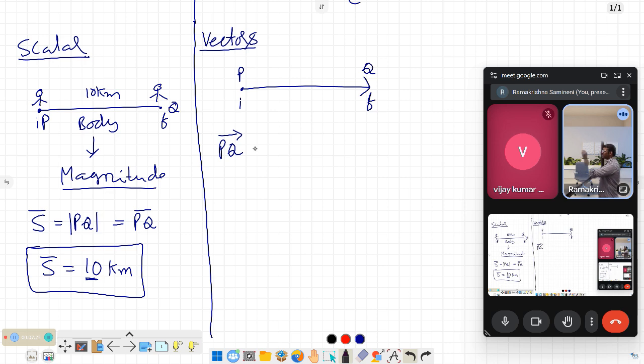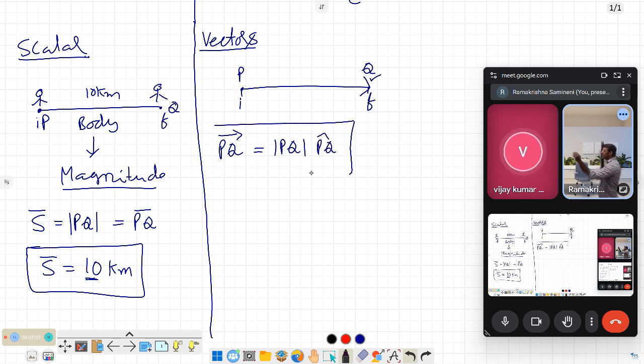Now this is one of the physical quantities which has magnitude. What is magnitude? From P to Q, the length gives the magnitude. But only magnitude means mod PQ. And it also has direction. This arrow mark gives the direction. That direction is indicated, for any physical quantity, by a unit vector, which we are calling here PQ cap.